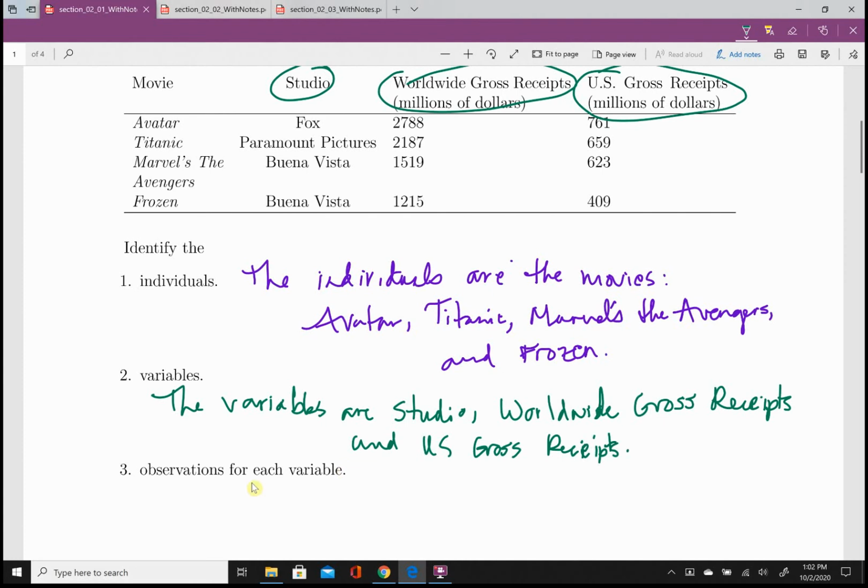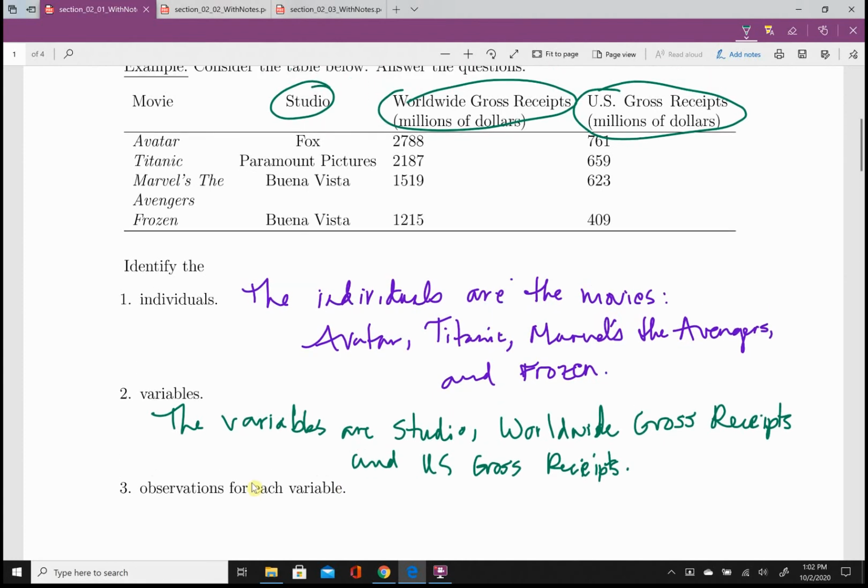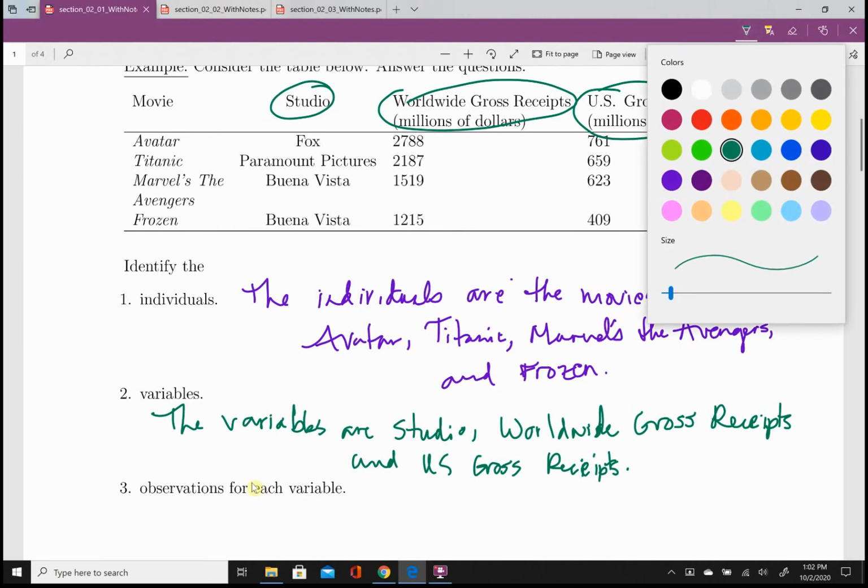So for each variable, there are observations, and that is the information in the chart proper. Okay, so just as a recap, the individuals are these row identifiers, these row headers. The column headers, other than movie, of course, are the variables, and then all of the meat inside of the sandwich are the observations. So depending on the variable, you could have qualitative observations, the name of the studio, or you could have quantitative observations, which are going to be these millions of dollars gross receipts, either for the worldwide or the US.